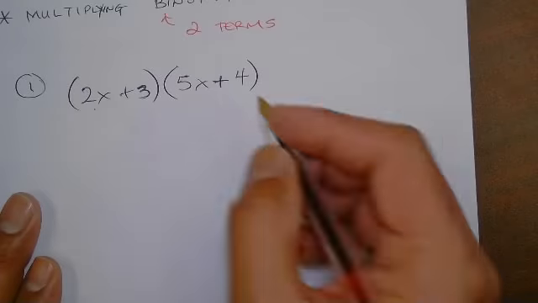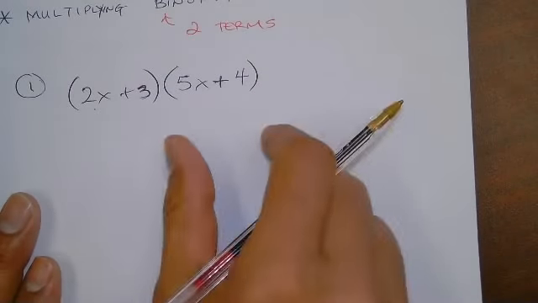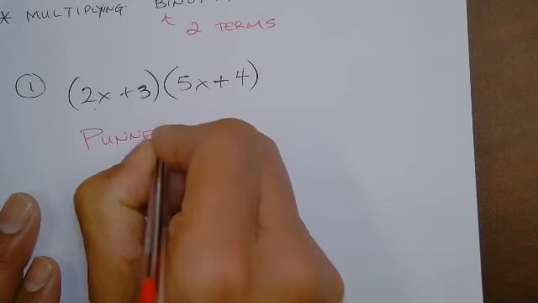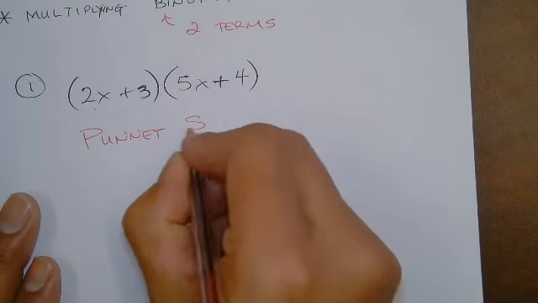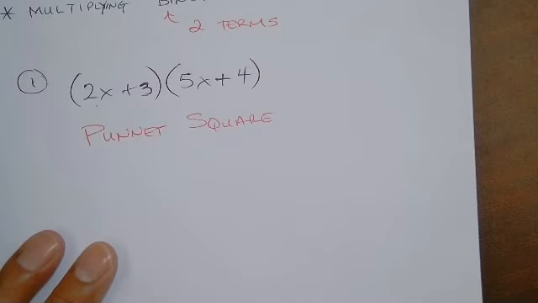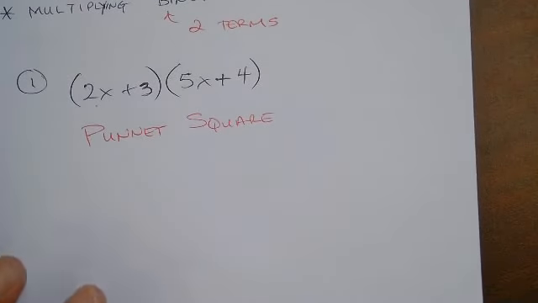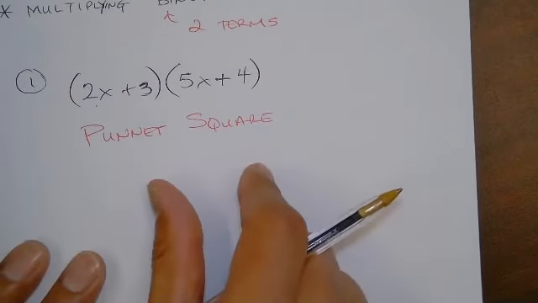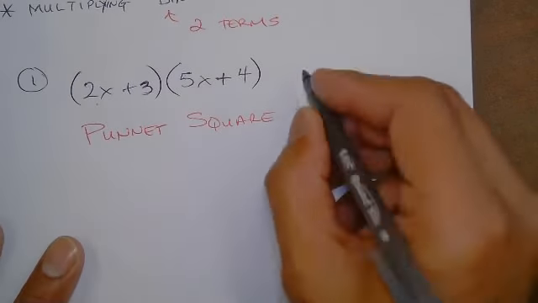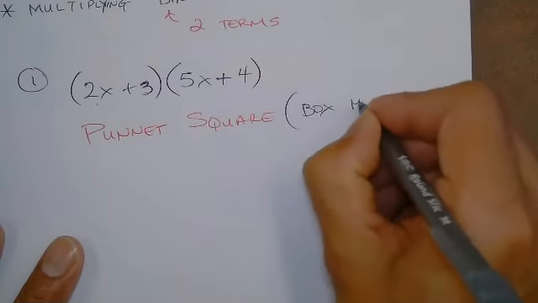when it's a 2 by 2, or when it's 3 and 3, when it's the same number of terms, it's called the Punnett Square. Has anybody ever heard of the Punnett Square? Okay. Later when you get to, I think, biology, when you're looking at your genes, you'll use a Punnett Square. It's going to be similar to this. If you look on YouTube, it's also known as the box method.